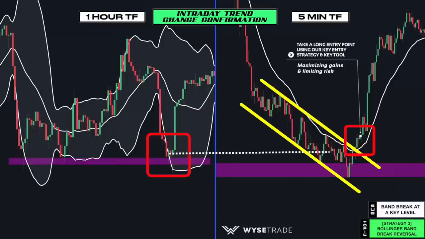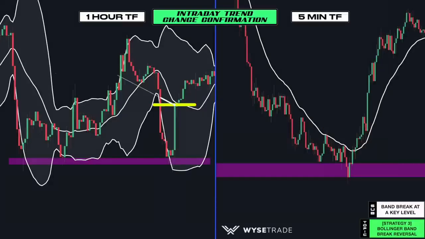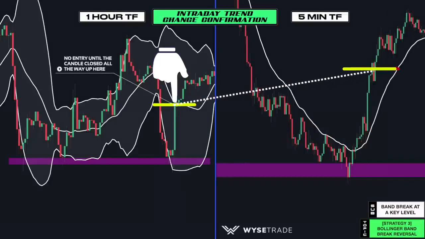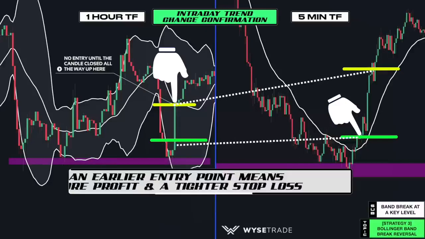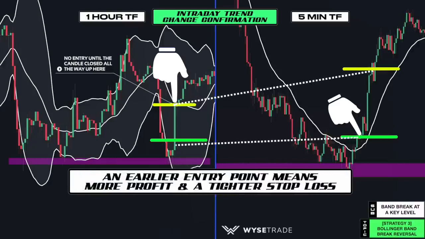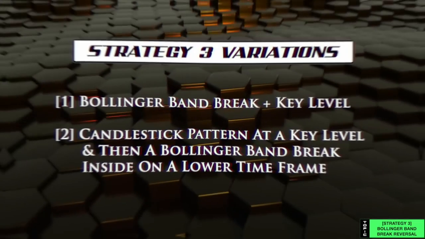So if you only used one time frame, you wouldn't have been able to enter until after this momentum candle formed and closed up here, which is roughly here on the 5-minute time frame. But through using the lower time frame for your trend change confirmation, you got into this trade down here, which is roughly here on the higher time frame. An earlier entry means more profit and a tighter stop loss. So moving on to the next variation.